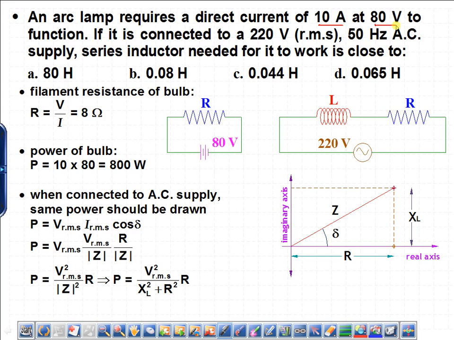connected to some AC source of 220 volt. Now we want to find out the value of inductor that is to be connected so that the lamp functions properly. Now here in this case the initial condition says that the total power drawn by the lamp would be equal to 80 into 10, so it will be equal to 800 watt. Apart from that, the resistance of the bulb filament will be equal to V by I, so that is equal to 8 ohm.